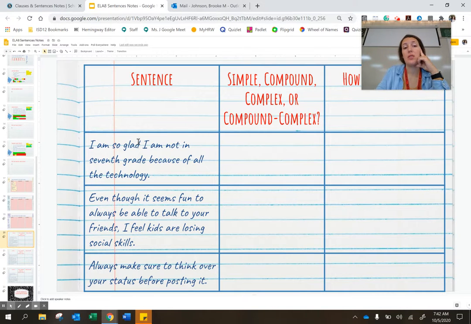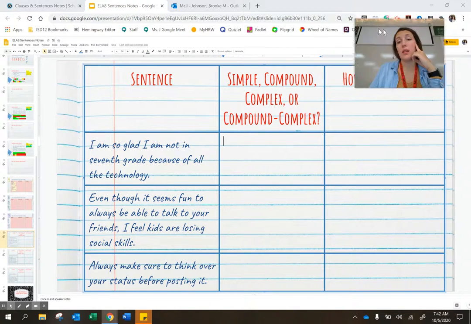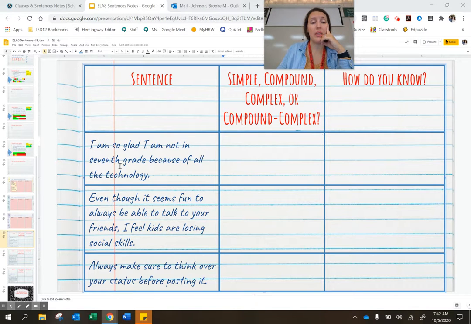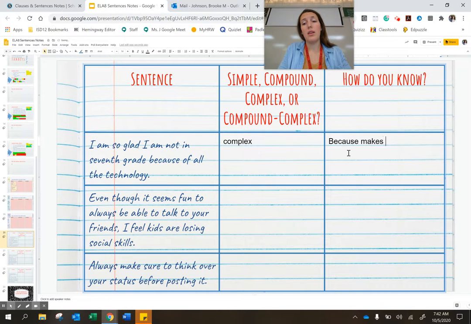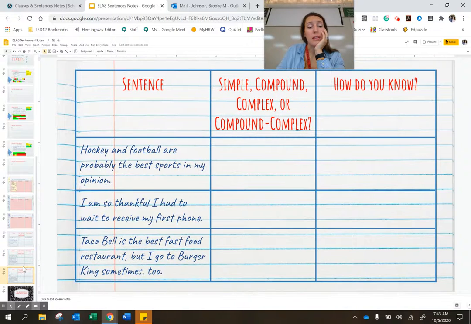And then the last 3 slides, you are going to read the sentence. Tell me, is it simple, compound, complex, or compound complex? And then the last one is, how do you know? So I am so glad I am not in 7th grade because of all the technology. So that is complex. And I know because of the because. So because makes a dependent clause. And complex has a independent and dependent clause together. Just do that for all of them on this side, and this slide.